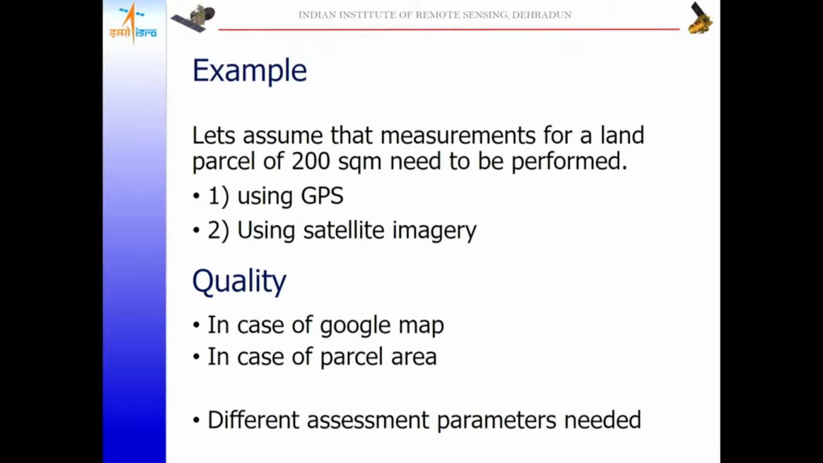Suppose we need to measure the area of a parcel. Okay, it's around 200 square meters.